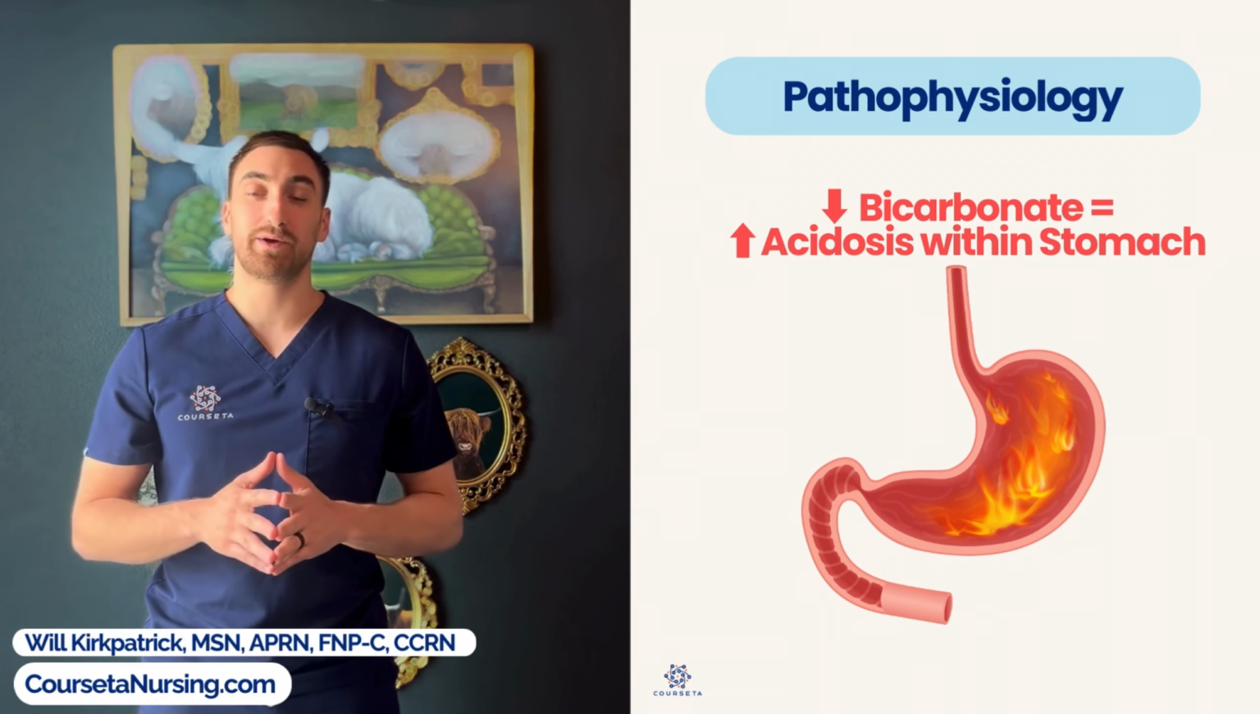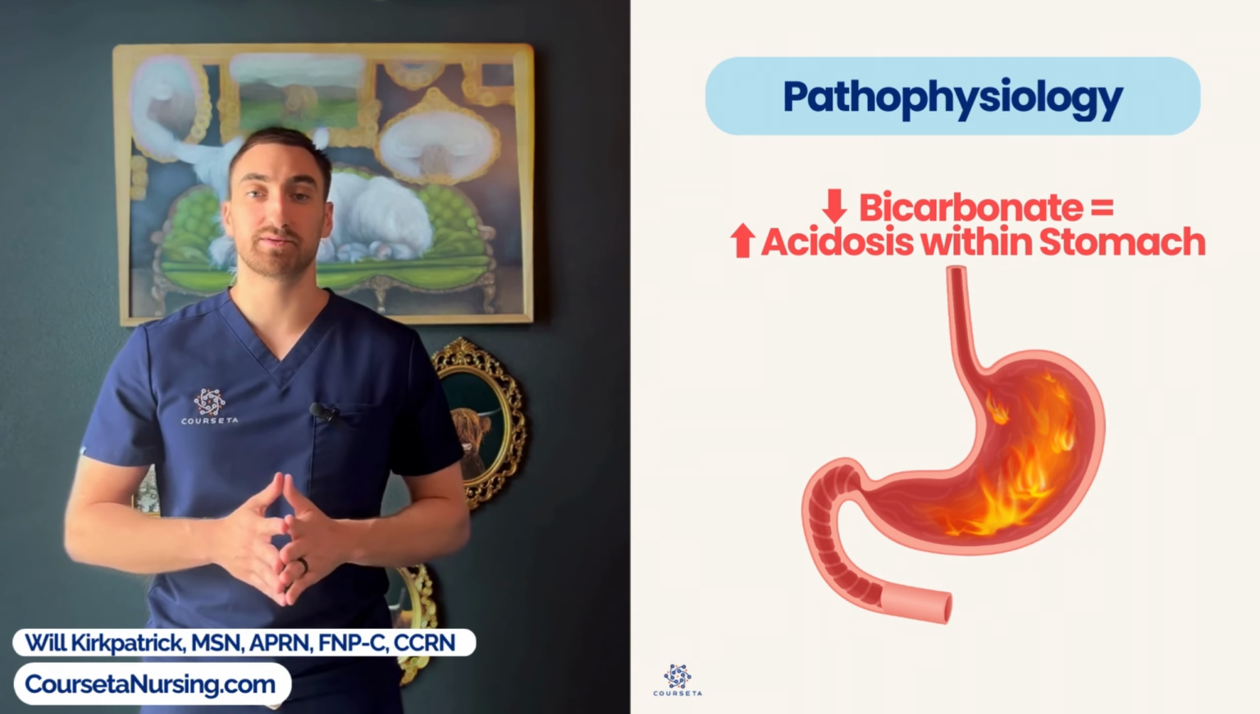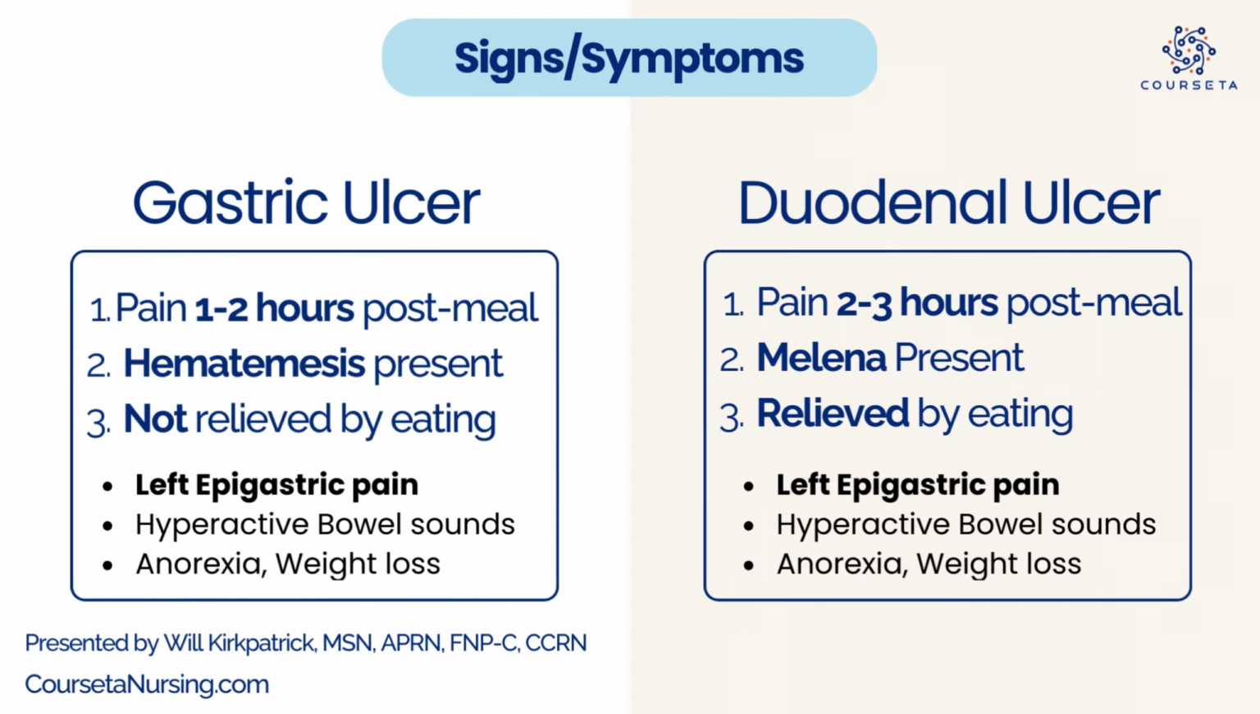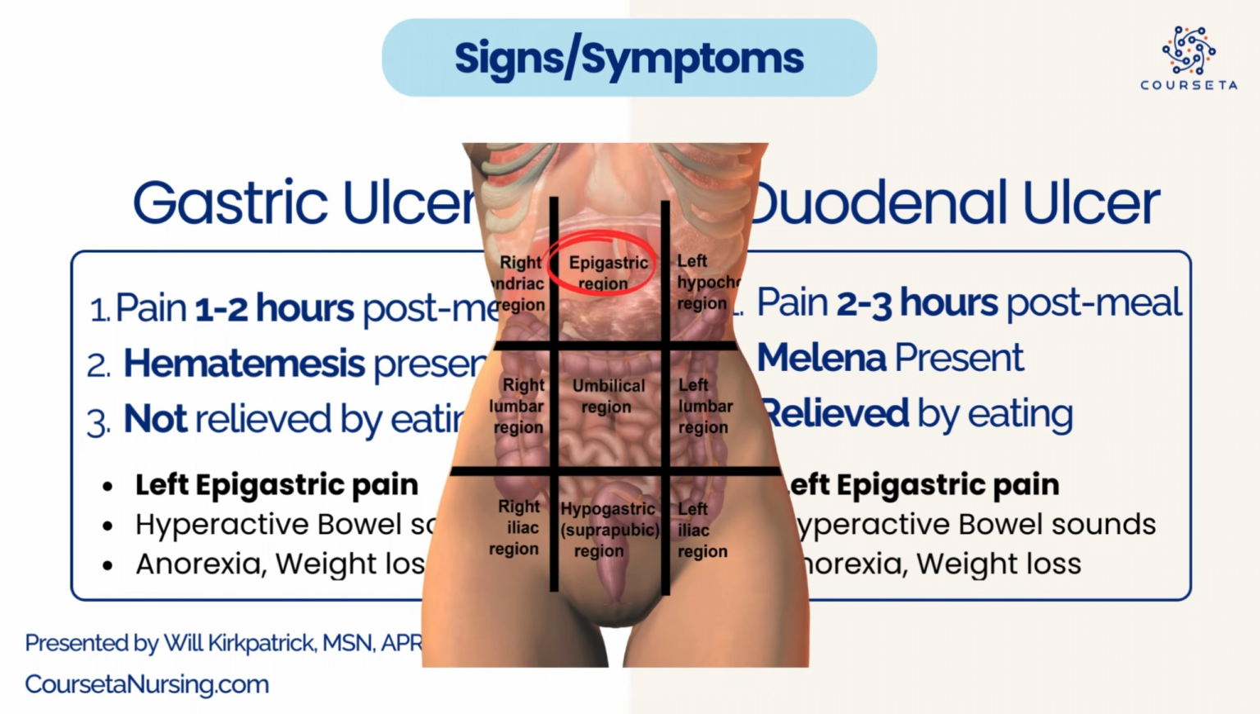Now, if you understand the pathophysiology, the signs and symptoms will make sense to you. We talked about location, right? The location is your stomach, duodenum, and sometimes even the esophagus, but mostly the stomach and duodenum. Now, where is that located? This is usually located in the epigastric region. If we want to be really specific, it is the left epigastric region.